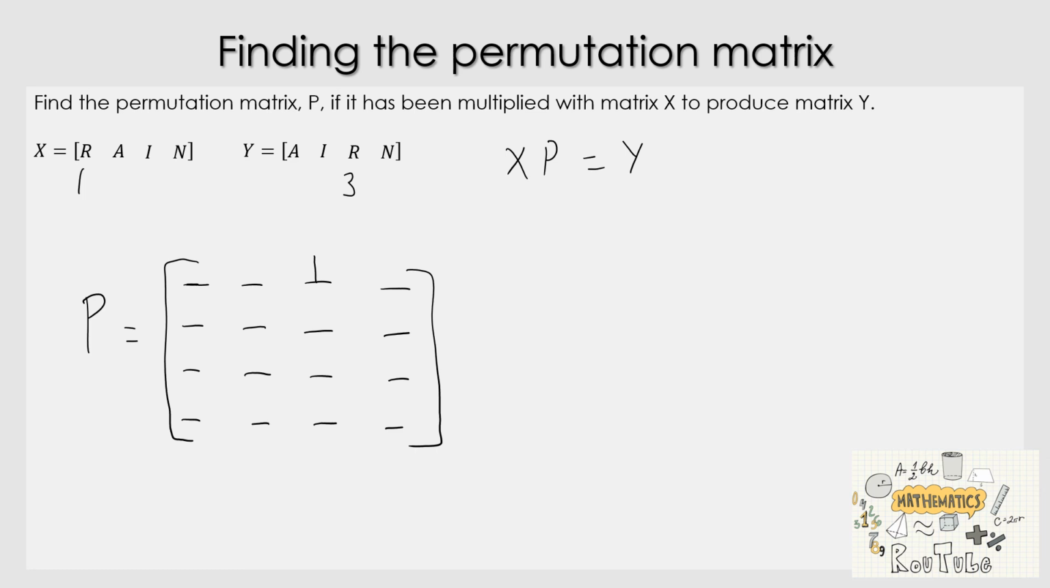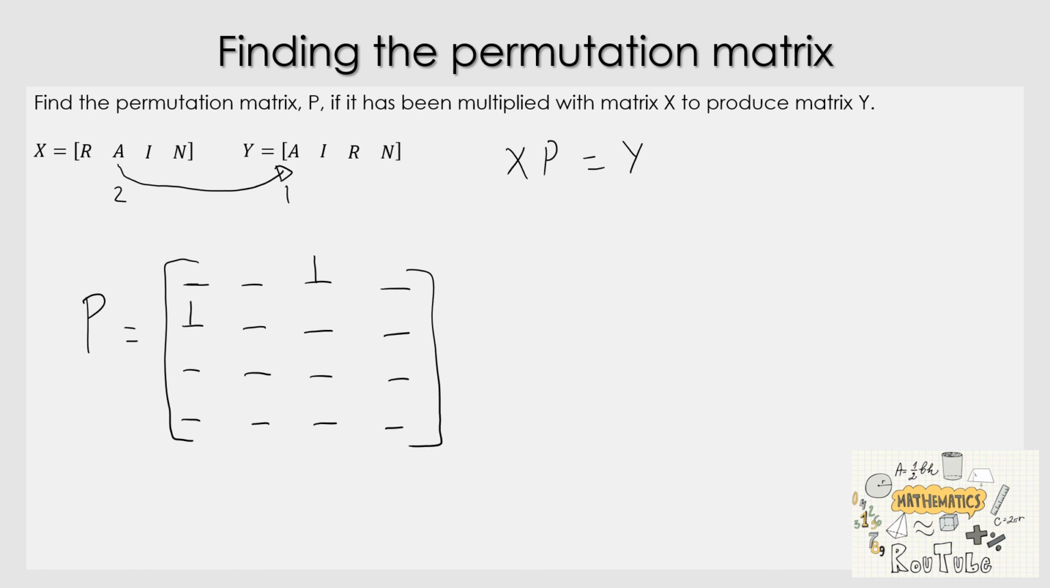Now we start again. And then we say, okay, well, I've done R. Now let's find A. So A went from here to here. It went from position 2, column 2, into column 1 or position 1. So that means in my permutation matrix, there must be a 1 in row 2, column 1, which is in this position here. And then we put a 1 there.